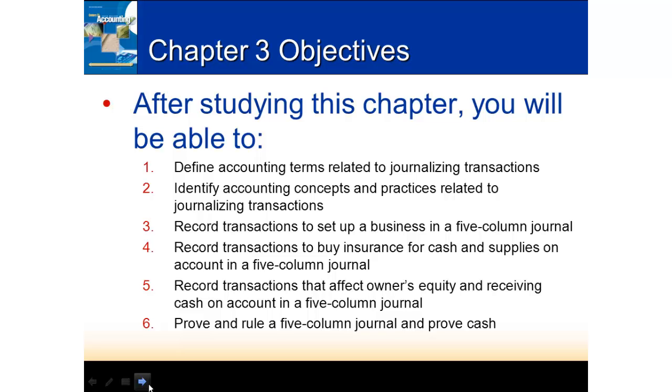There's roughly four sections in chapter 3, so students are able to identify all of these 6 objectives by the end of the 4 sections. So as I break this out in the modules, students know that, okay, in section 1, we are going to be able to complete objective 1 and 2. Maybe we get to objective number 3 in section 2. I relate back to these periodically throughout the entire chapter to say, all right, now you will be able to record transactions to buy insurance for cash and supplies on account in a 5-column journal.